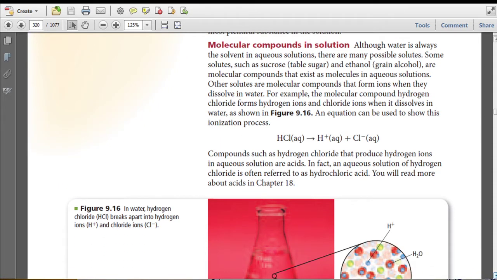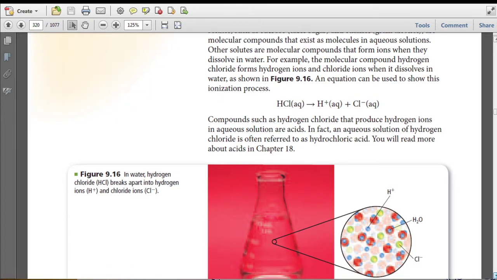Compounds such as hydrogen chloride that produce hydrogen ions in aqueous solutions are acids. In fact, an aqueous solution of hydrogen chloride is often referred to as hydrochloric acid. And we'll read more about this in the acids chapter.